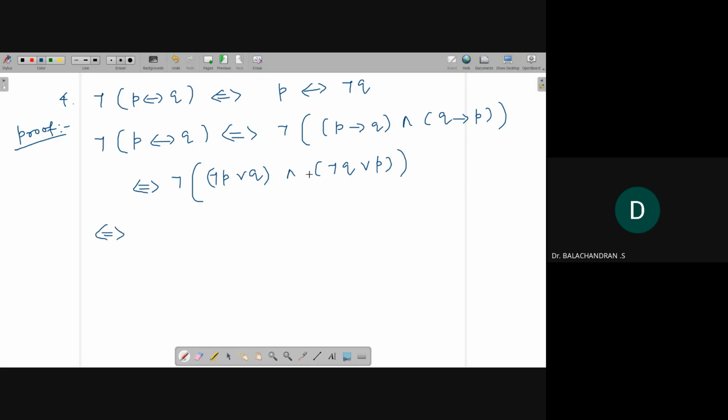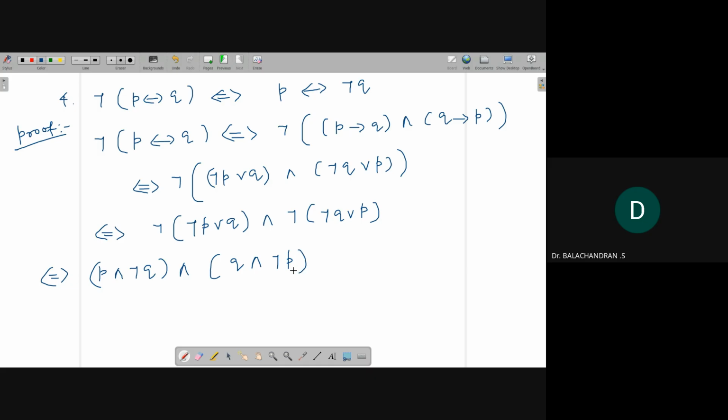I'm going to take the negation inside. So you'll get negation of negation P or Q here, and negation of negation Q or P, which is equivalent to, so taking De Morgan's law again, P and negation Q, and negation of negation you get Q, sorry, Q and negation P.